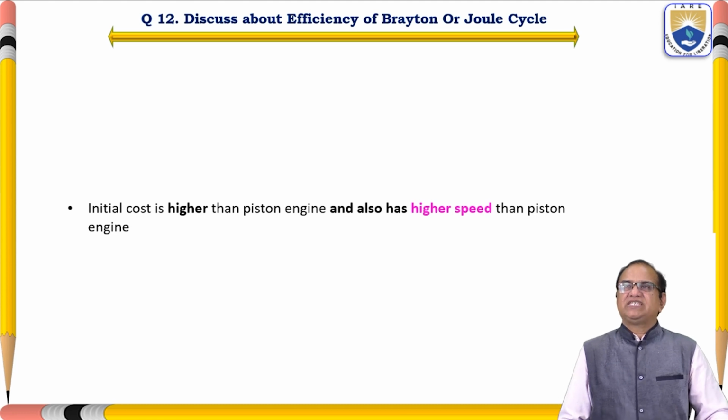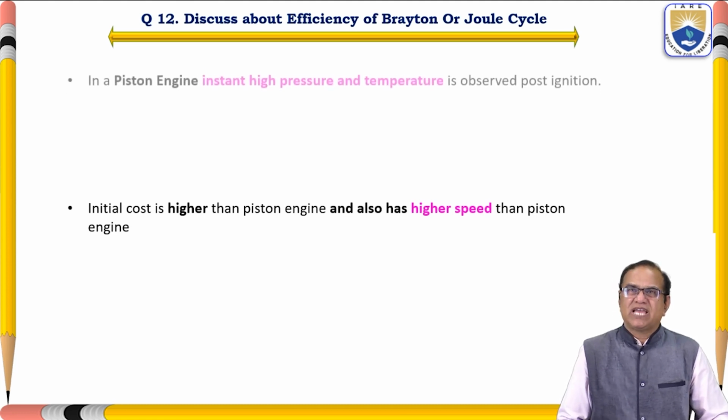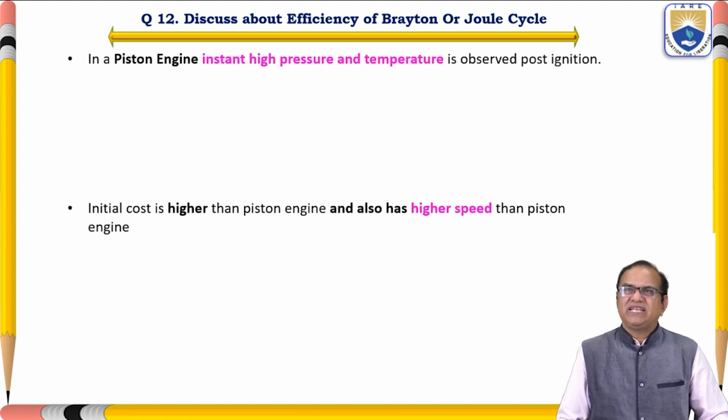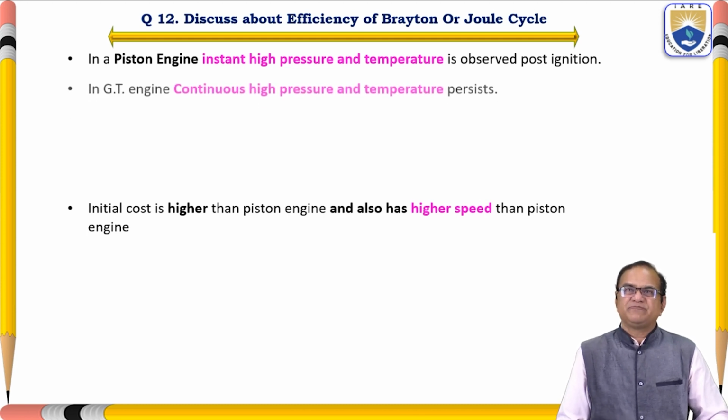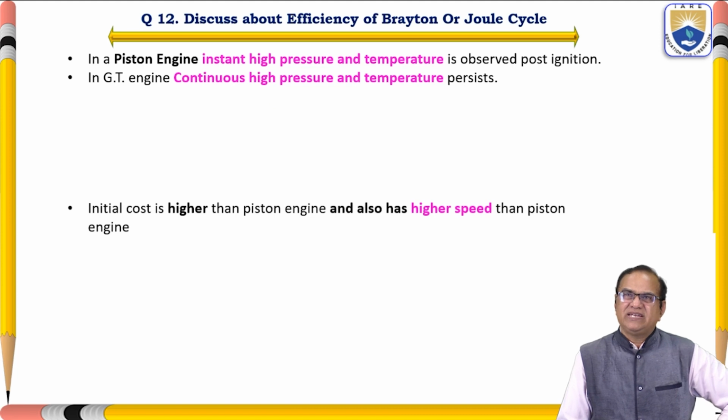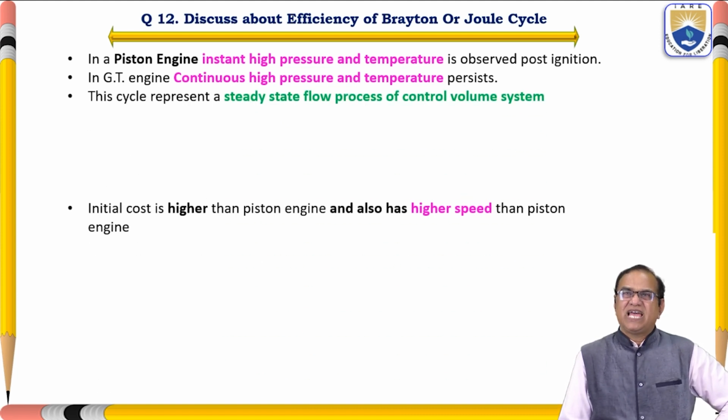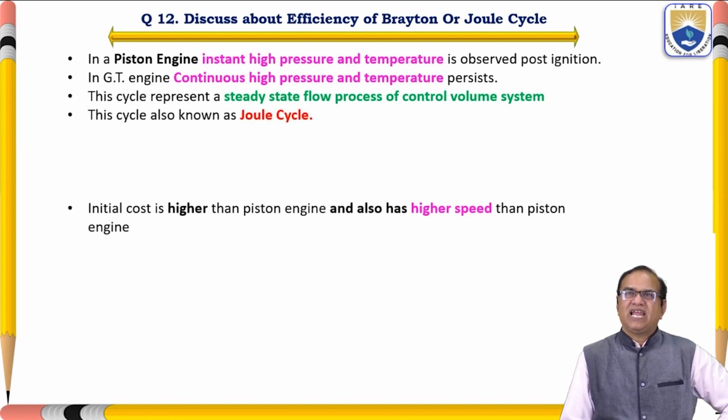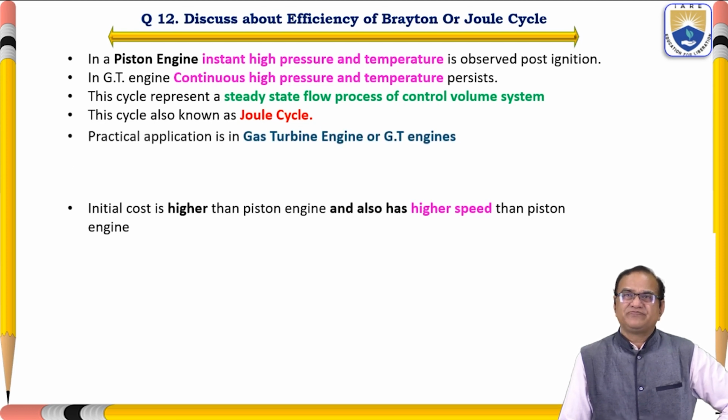Discuss the efficiency of the Brayton or the Joule cycle. In a piston engine, instant high pressure and temperature are observed post ignition. In a gas turbine engine, continuous high pressure and temperature persist. This cycle represents a steady state flow process of a control volume system. This cycle is also known as the Joule cycle.